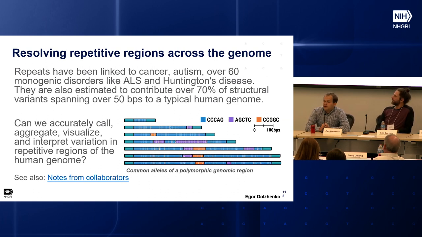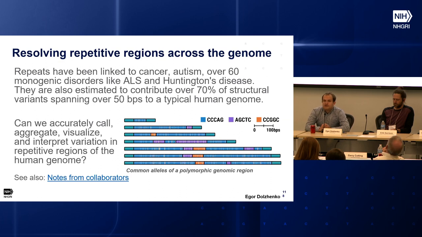And just to give a concrete example, on the right side of this slide is an example of a pretty tame but polymorphic region of the human genome. This figure shows common alleles that occur at least at 3% frequency. And so you can see that there is a lot of variation between different alleles, not just in terms of length, but also in terms of sequence composition. And that's what we really want to capture.